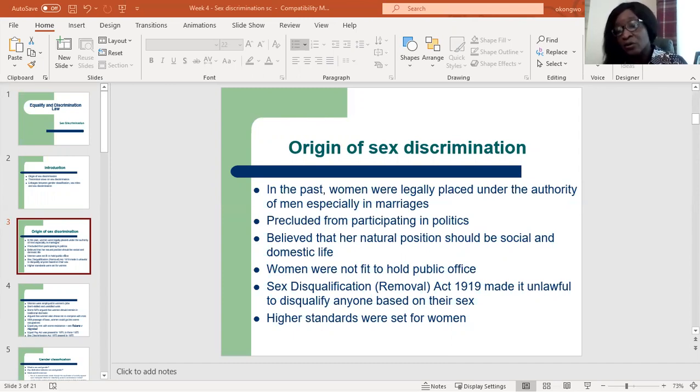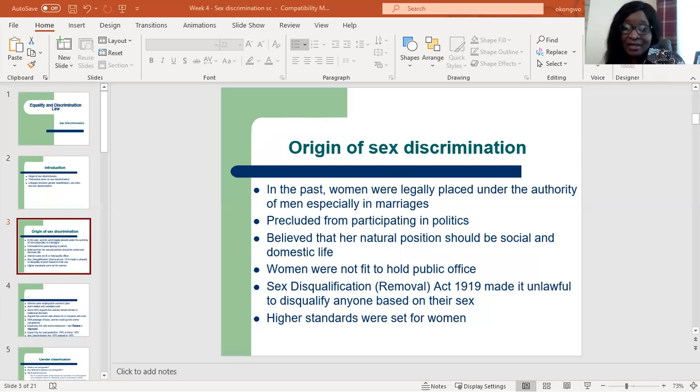They were also not allowed to go into certain professions because it was believed that they were incapable of performing in such jobs. However, through agitations over the years, laws were enacted to make sex discrimination unlawful. One of them, the first sex discrimination law, was the Sex Disqualification Removal Act of 1919, which made it unlawful to disqualify anyone based on their sex.